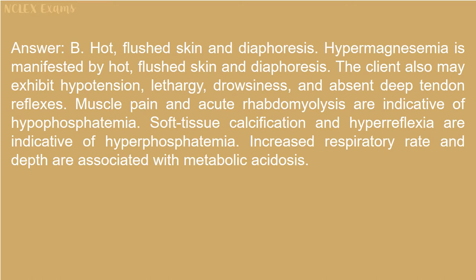Answer B. Hot, flushed skin and diaphoresis. Hypermagnesemia is manifested by hot, flushed skin and diaphoresis. The client also may exhibit hypotension, lethargy, drowsiness, and absent deep tendon reflexes. Muscle pain and acute rhabdomyolysis are indicative of hypophosphatemia. Soft tissue calcification and hyperreflexia are indicative of hyperphosphatemia. Increased respiratory rate and depth are associated with metabolic acidosis.